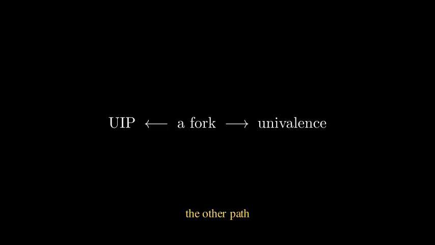Last time the fork in the road was about axiom K and UIP. Homotopy type theory is what lies down the other path, the one where equality is the richest structure in the theory, not the poorest.